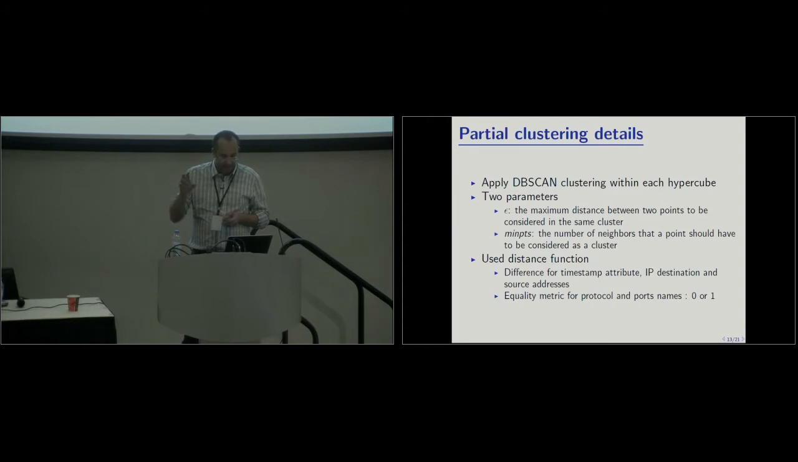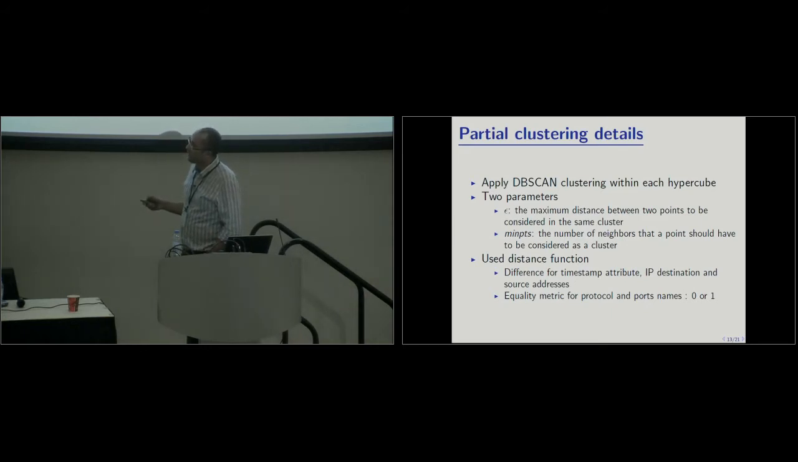So the clustering part, where we apply this in each interval that we obtain from the filtering function: we basically apply DBSCAN, a classical one, which needs 2 parameters. Epsilon, which is the maximum distance between 2 points to consider them in the same cluster. And the minimum points, which is the number of neighbors that a point should have to be considered as a cluster.